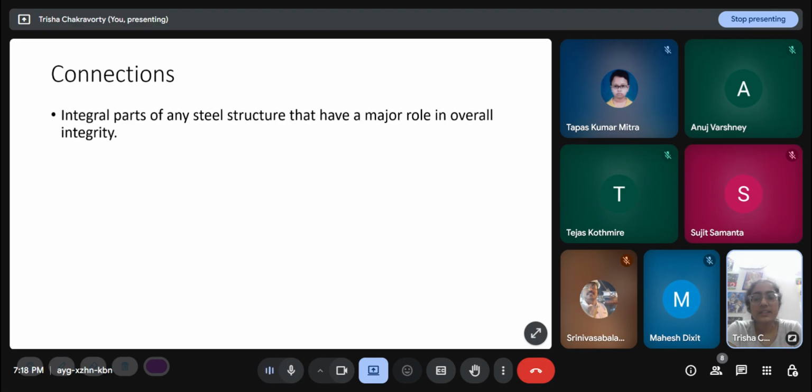Connections. Connections are an integral part of any steel structure and have a major role in overall integrity, because unlike concrete, which is cast at the site, in steel the various sections or components are obtained from the industry and then assembled at the site. The assembly is done using connections: bolts, rivets, or welds. Rivets are not in use these days, so bolts and welds are the major ones, and they are so important because they are like the entire structural integrity.